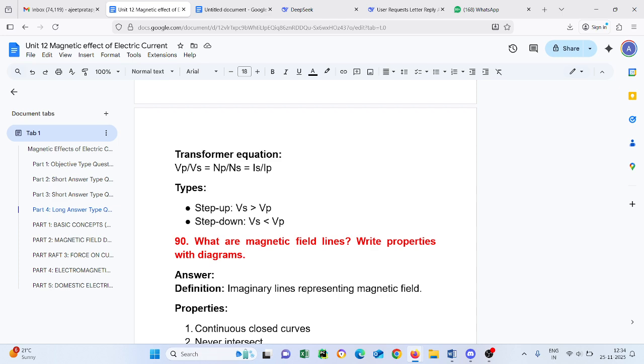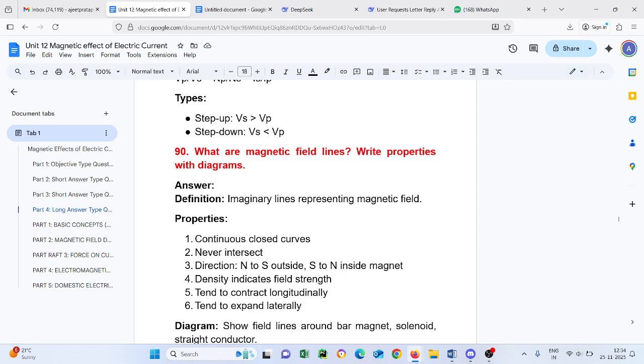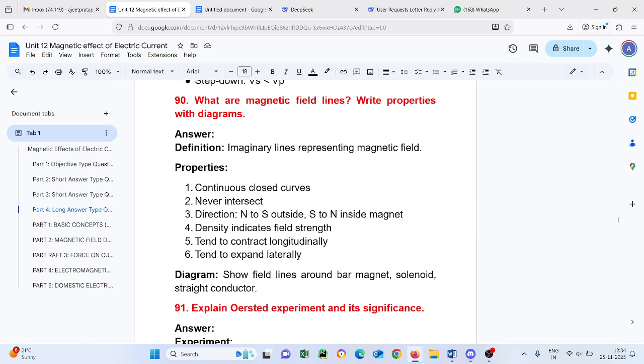What is a magnetic field line? Write its properties with a diagram. It is an imaginary line representing the magnetic field. Properties: continuous closed curves that never intersect. Direction is north to south outside and south to north inside the magnet. Density indicates field strength. Lines tend to contract longitudinally and expand laterally. The diagram shows field lines around a magnet and a solenoid.